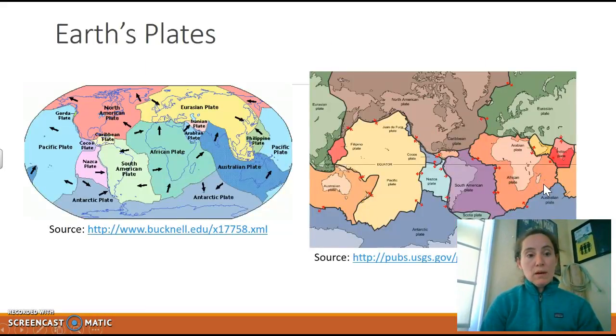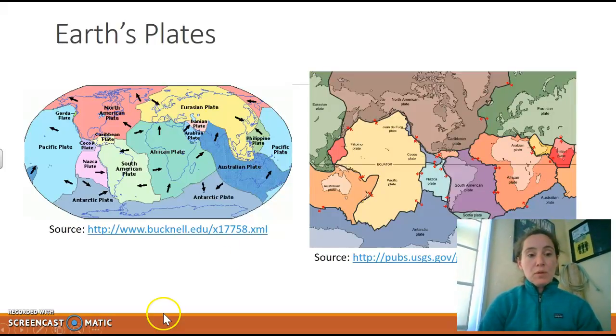Earth's plates. Well, there are a lot of different renderings of them, and frankly, there are a lot of plates. You can see these two maps came from different sources, and they have some variations. This map over here shows the Gorda plate, where this one shows the Juan de Fuca plate. This one shows the Scotia plate, this one does not. This one has the Iranian plate versus the Arabian. This one just shows the Arabian.